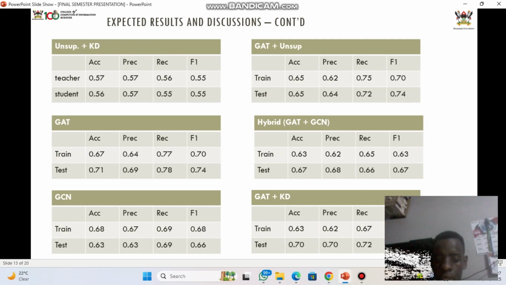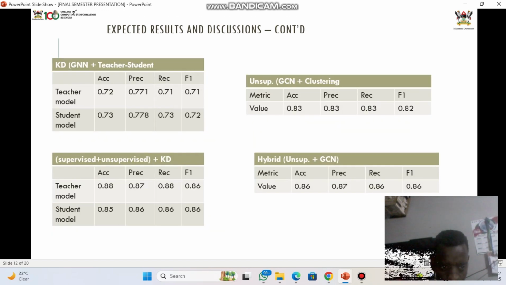We realized that the unsupervised and KD model was actually the highest performing model, which we managed to deploy as it has higher accuracy compared to the rest of the models.